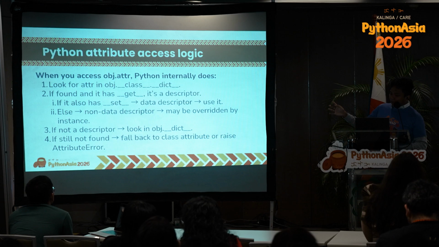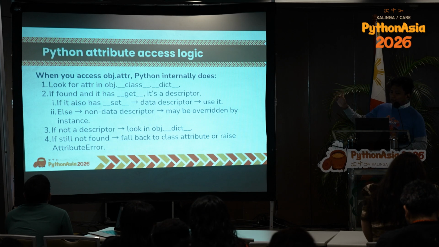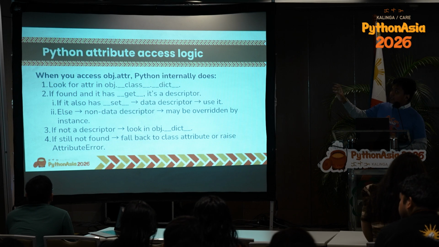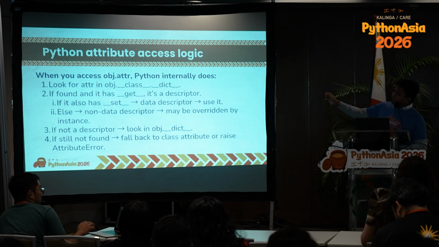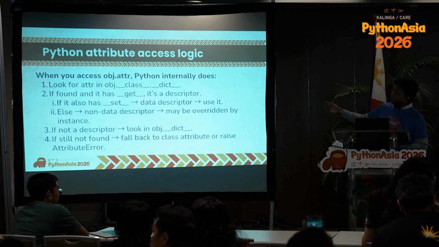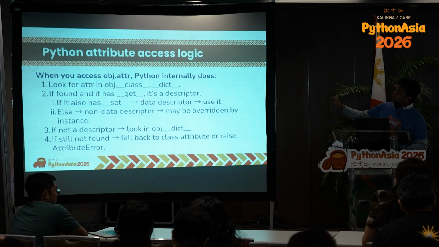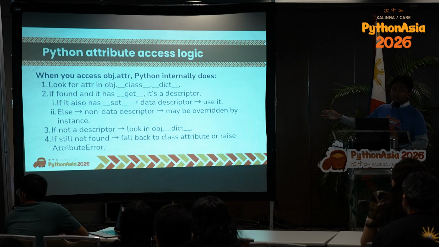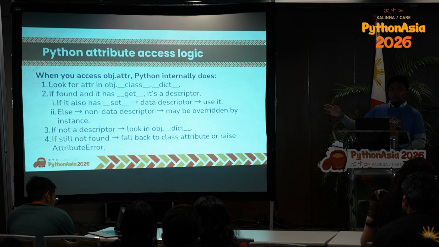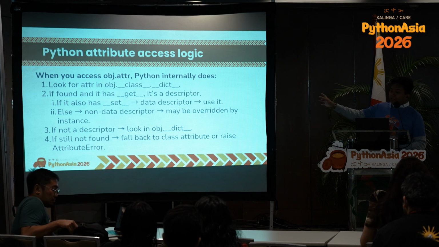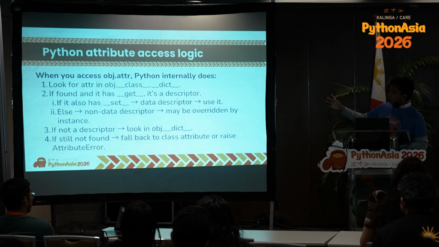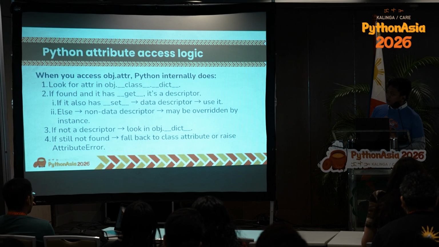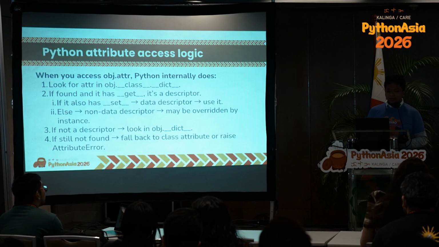When you're accessing a certain attribute, it will look first in the class dictionary. If it finds it and it has a getter, it is a data descriptor, so it will use the set first, then get, then access. But if it's not a data descriptor, it will push directly through the dictionary. That's the reason why we need to know these things, because at the end of the day, you can always override these methods so that you can access things quickly.